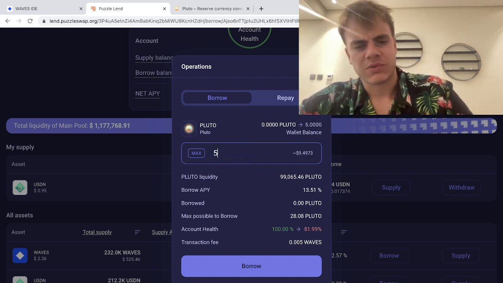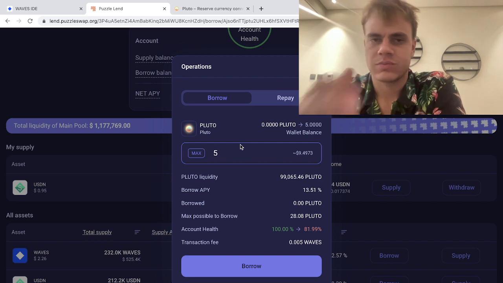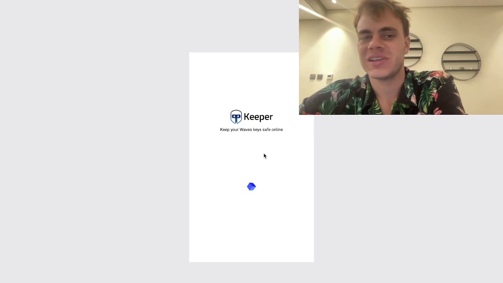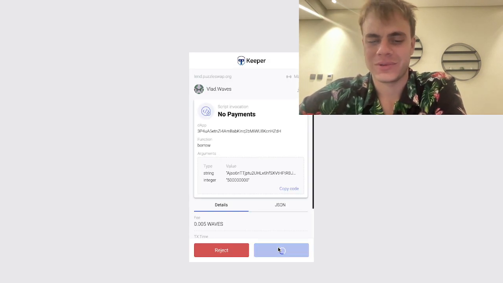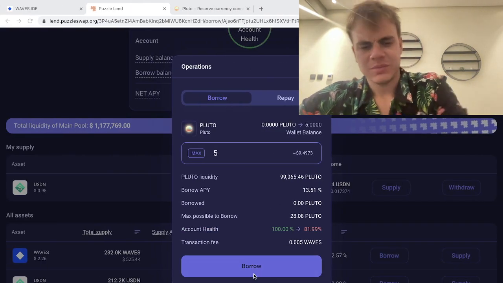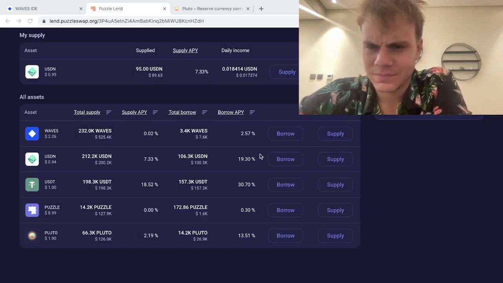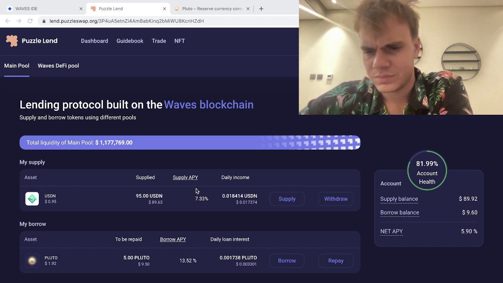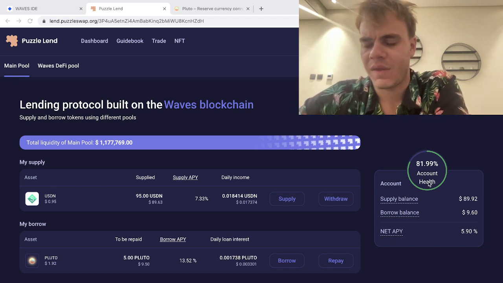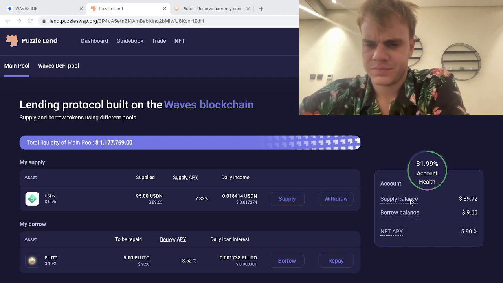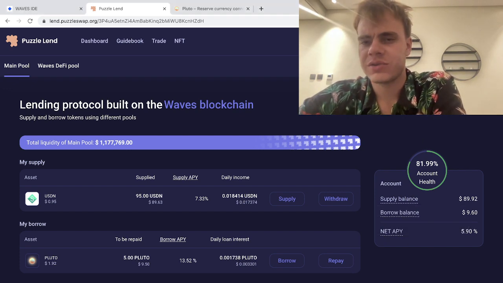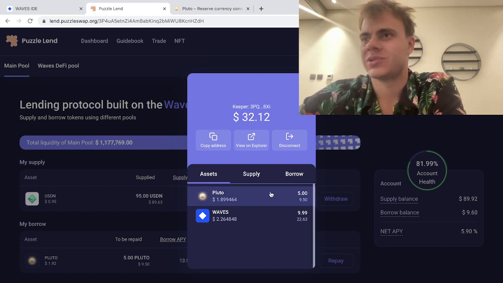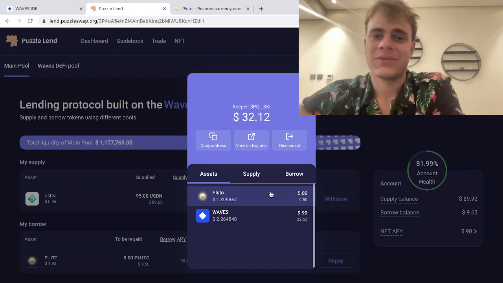For example, let's borrow 5 Pluto. Here are the same rules. You just push the borrow button, sign the transaction, and actually get your Pluto to your account. Okay, I'm borrowing. This position appeared in my wallet. And what we see is that account health reduced a bit, but not significantly. And also, I got Pluto in my account. I have it in my wallet. I can go and do whatever I want with it.